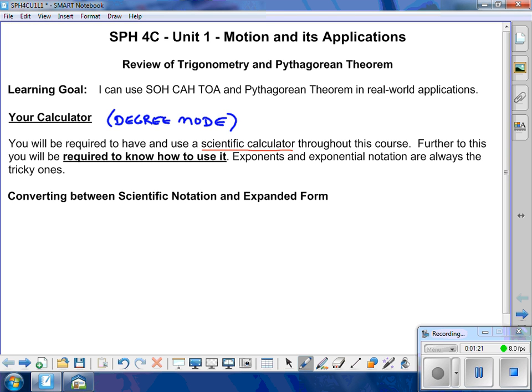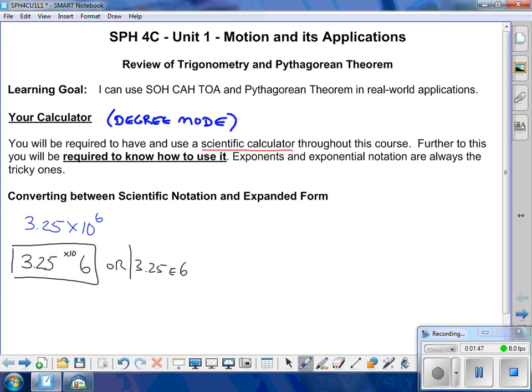So this is your scientific notation. Scientific notation will look like this. Now on your calculator display, it's going to look something like this. It'll be 3.25, and then on the display, it'll have a times 10 showing and a 6. So this is what it'll look like on your computer or calculator screen, or I've seen this notation as well. So both of those are scientific notation on the calculator.